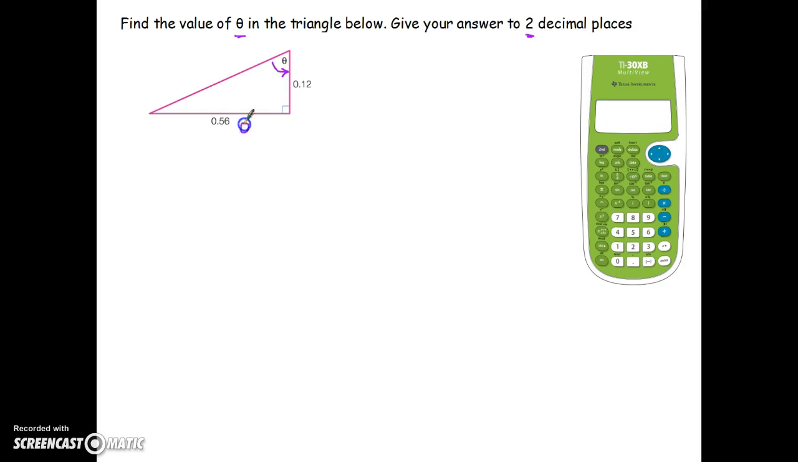Labeling the triangle, I've got opposite and I've got adjacent. Here's hypotenuse over here, but it's blank, so I won't be using that one. I will be using tan. Tan theta is opposite over adjacent, and that's again from SOHCAHTOA. You should have picked up by now that sine and cos both need a hypotenuse. Tan is the only one that doesn't have hypotenuse. So as soon as you see that the hypotenuse is blank, you know you've got to use tan.